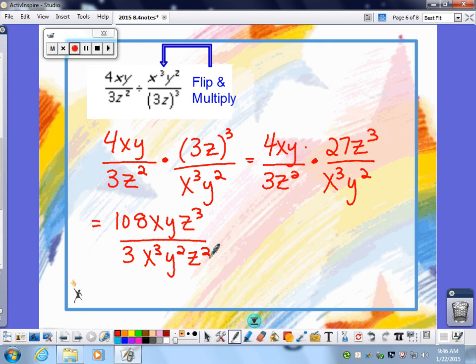Alright, and finally let's simplify. 3 goes into 108 36 times. Alright, my x's. It's bottom heavy, so when I subtract, my x squared is going to stay on the bottom. Here again, my y is bottom heavy, so when I subtract, my y is going to stay on the bottom. And my z is top heavy, so when I subtract, my z to the first is going to stay in the numerator. Here again, we're going to assume that none of our denominators are equal to 0.